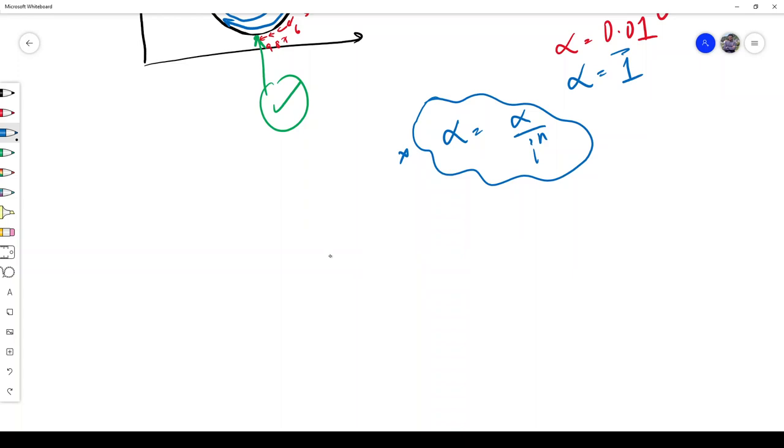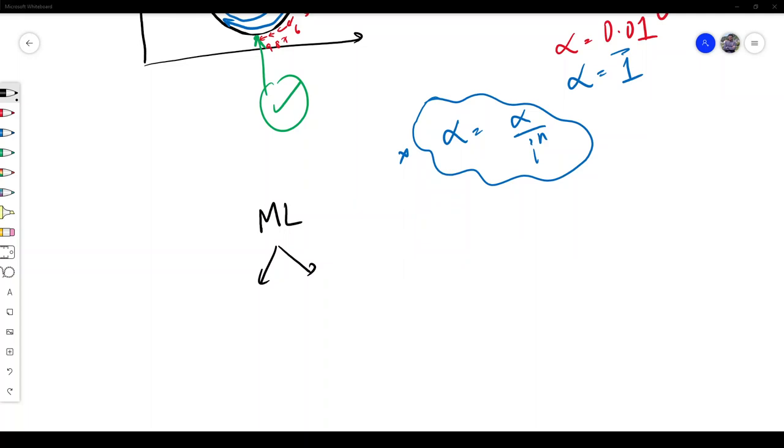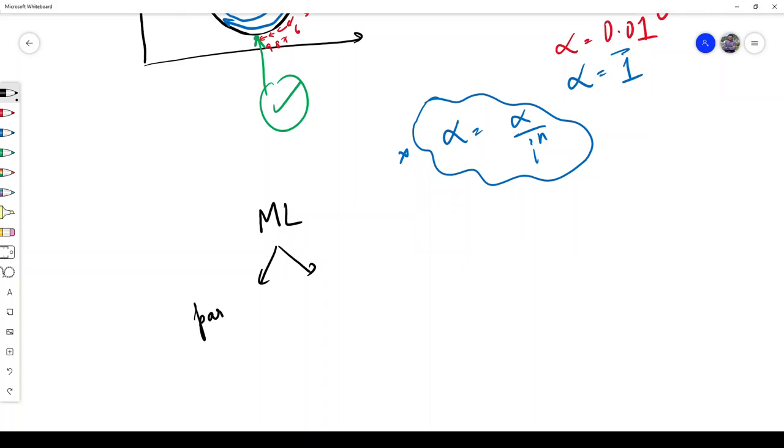There's one small thing which I forgot to mention. When you have a machine learning algorithm, there are two kinds of things it has to learn. When you have parameters in a machine learning model, there are two types. These are the learnable parameters, and the other ones are the hyperparameters.